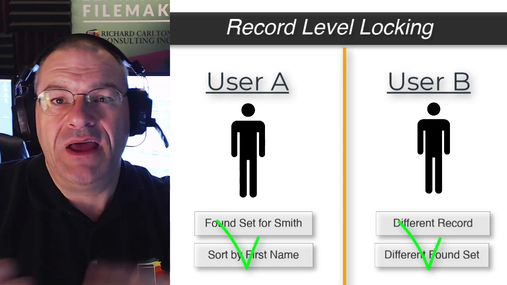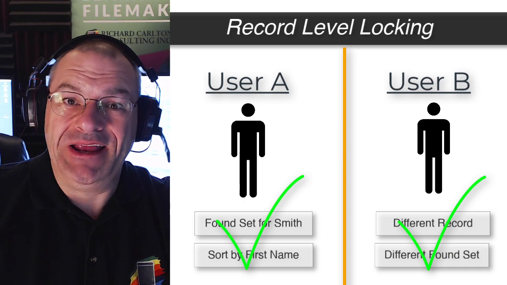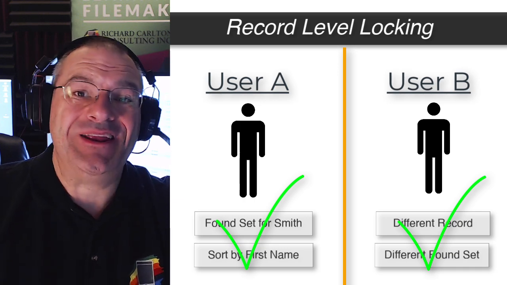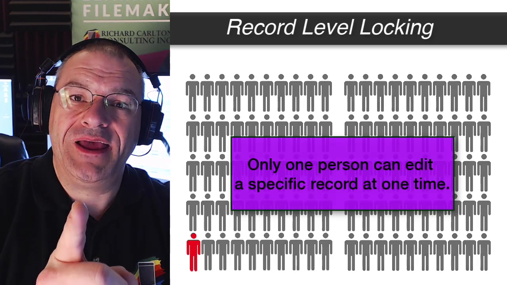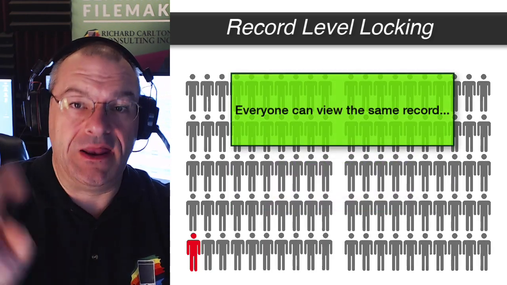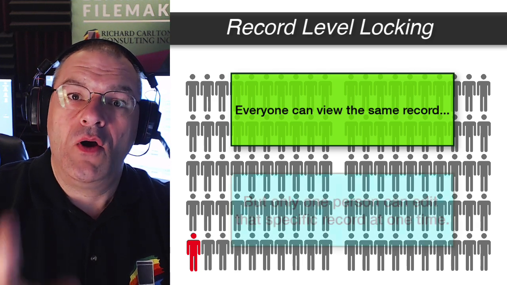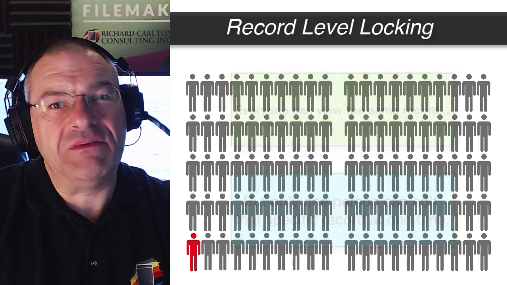Each user never interferes or interacts with the other users, other than to see any new records that are created or edited records that are created. And that's where it gets interesting. Only one person can edit a record at one time. So while all the users can view the record at the same time, only one person can be editing the record. And of course, if you think about this, it makes sense.